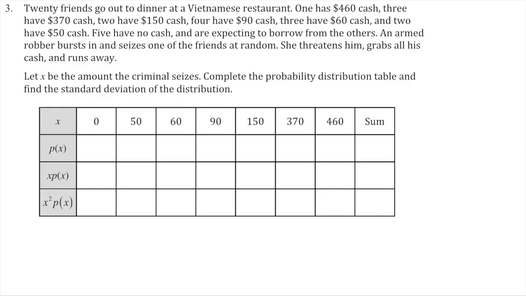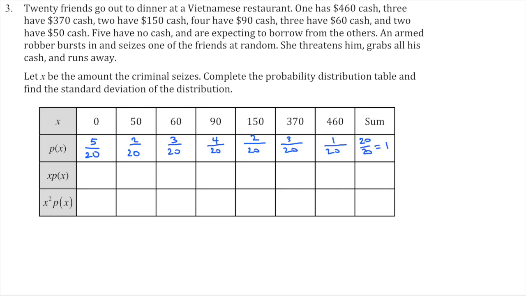Now this links back to a question that we did in the previous exercise, the friends that went out to the restaurant. So let's go through the process. When we do that, 5 out of the 20 people had $0, 2 out of the 20 people had $50, 3 out of 20 people had $60, 4 out of 20 people have $90, 2 out of 20 have $150, 3 out of 20 have $270, and 1 person has $460, and that adds up to 20 out of 20, which is 1.